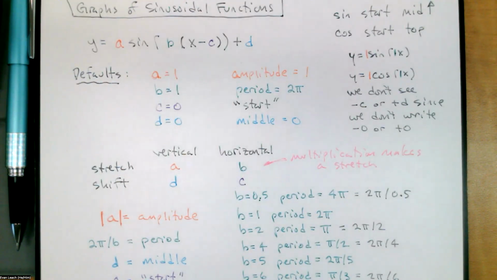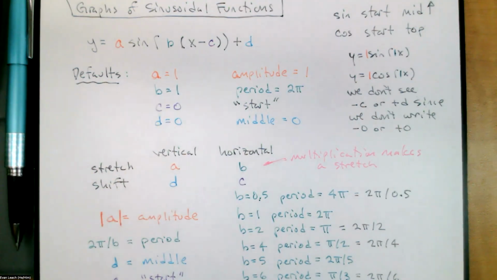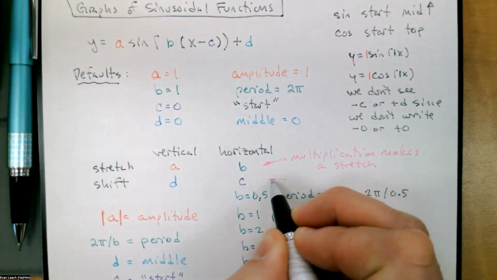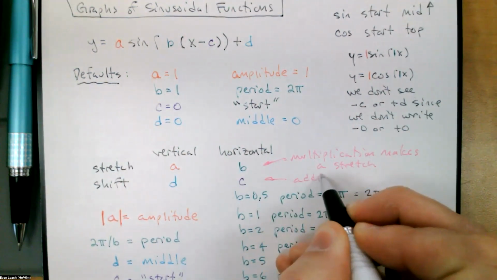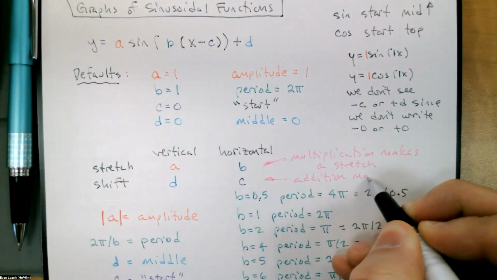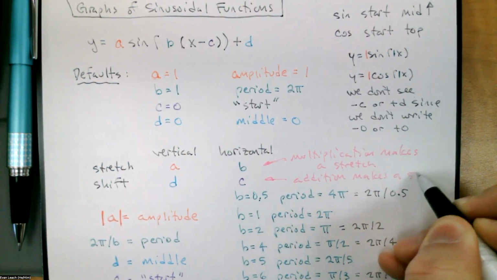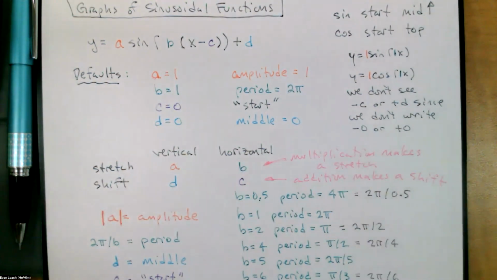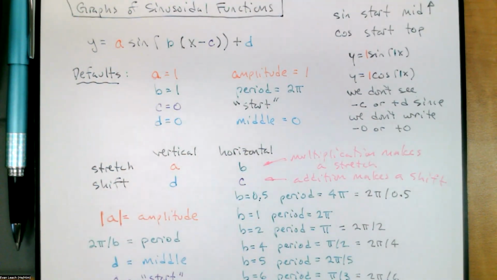Notice that C and D are included by addition. A plus D and a minus a negative C, or plus a negative C. Addition makes shifts. Adding and subtracting shifts things around. Multiplication is what stretches things.